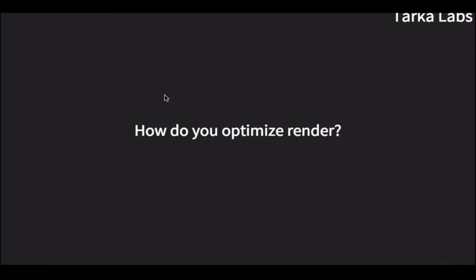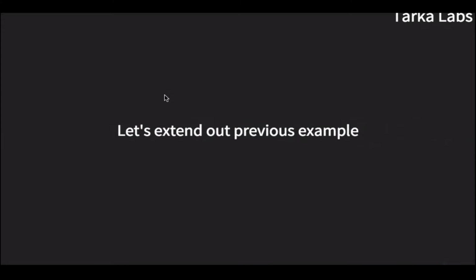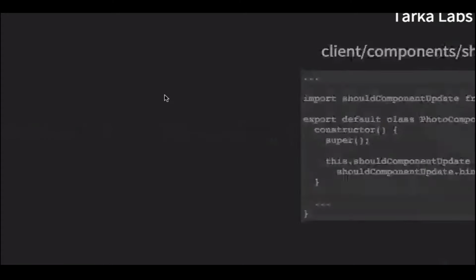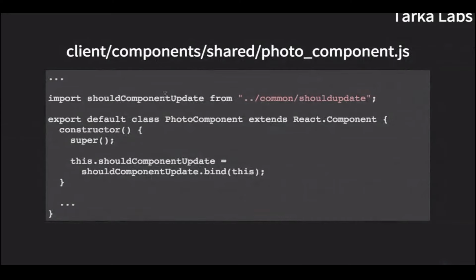Now, to avoid generating the virtual DOM tree and to avoid having those components being rendered, you can use the shouldComponentUpdate function. So let's extend our previous example. shouldComponentUpdate has a very simple API. It basically says, if I return true, do update this content. If I return false, don't.